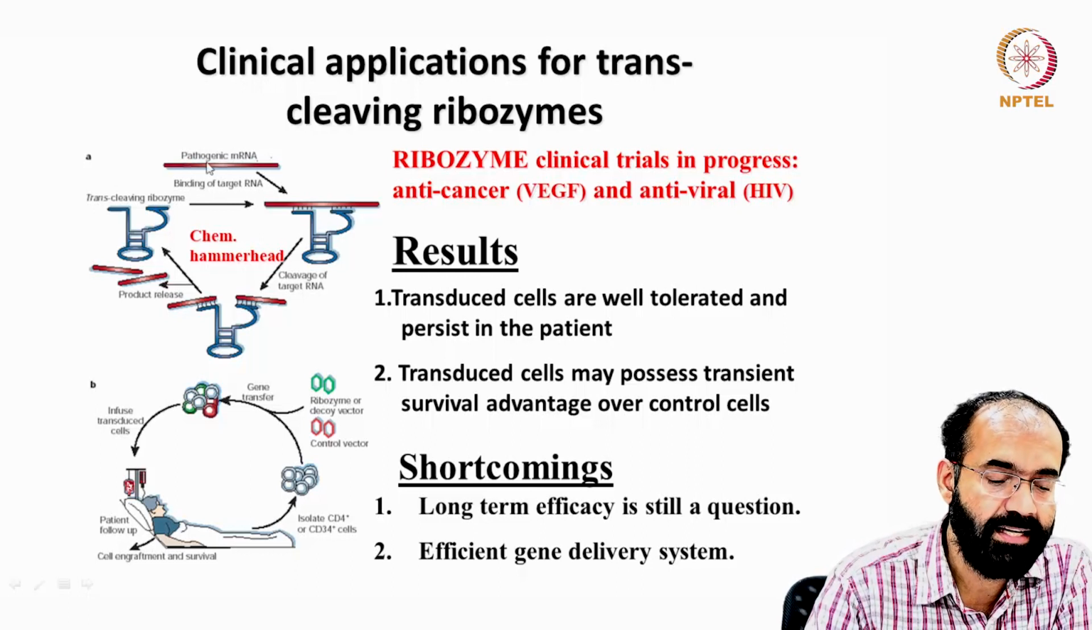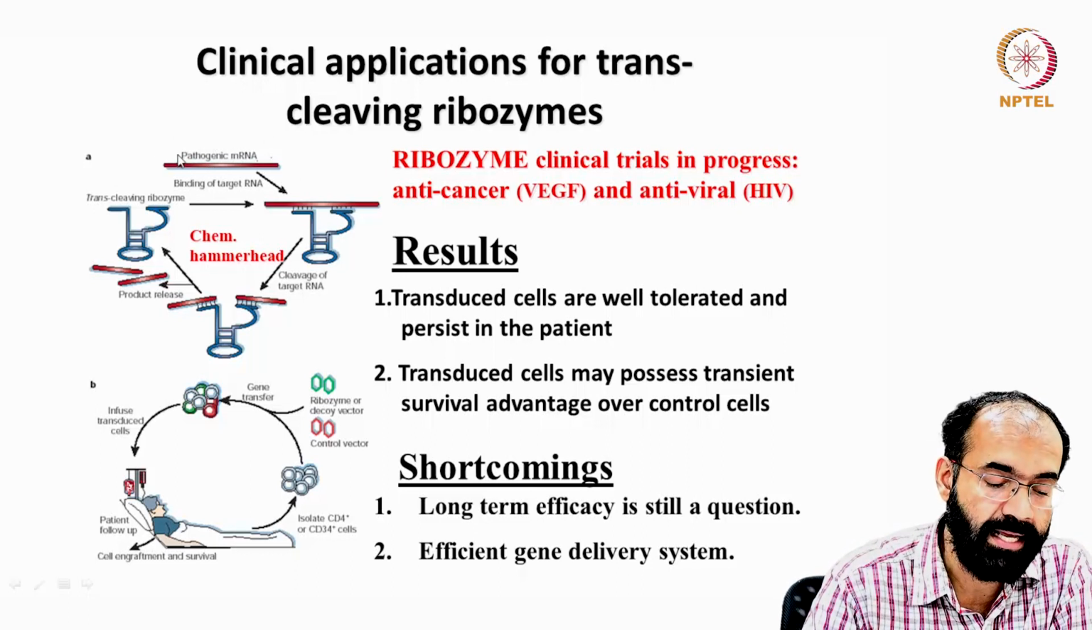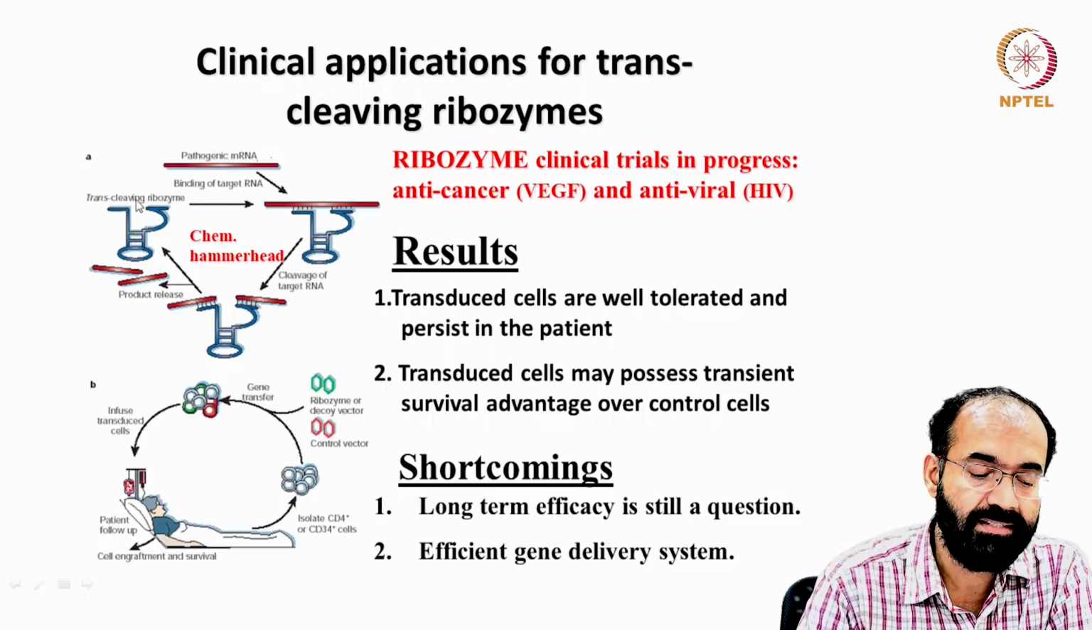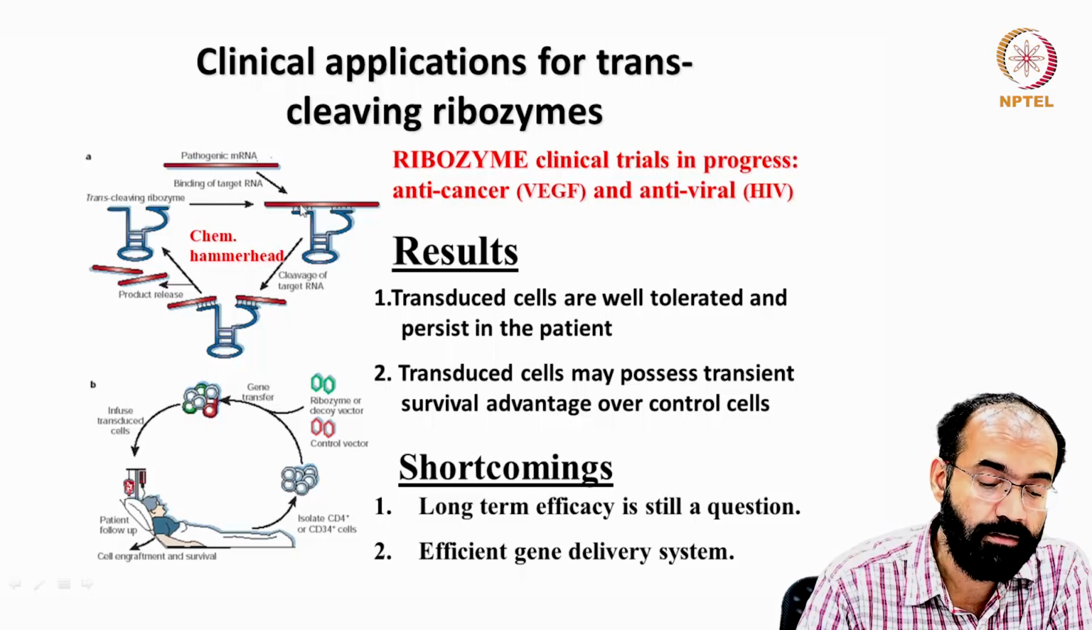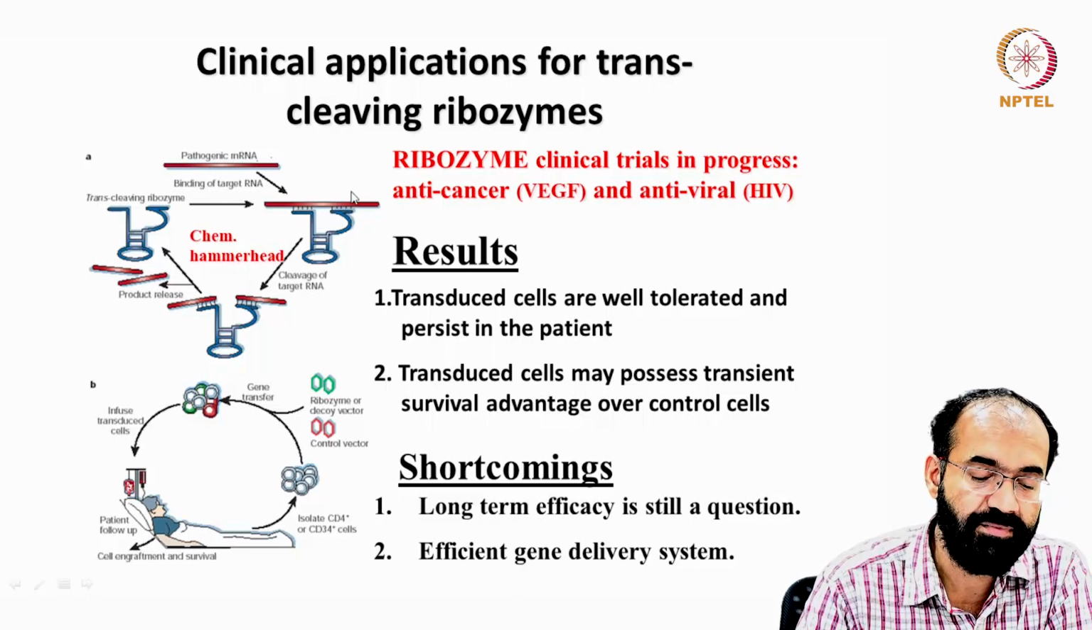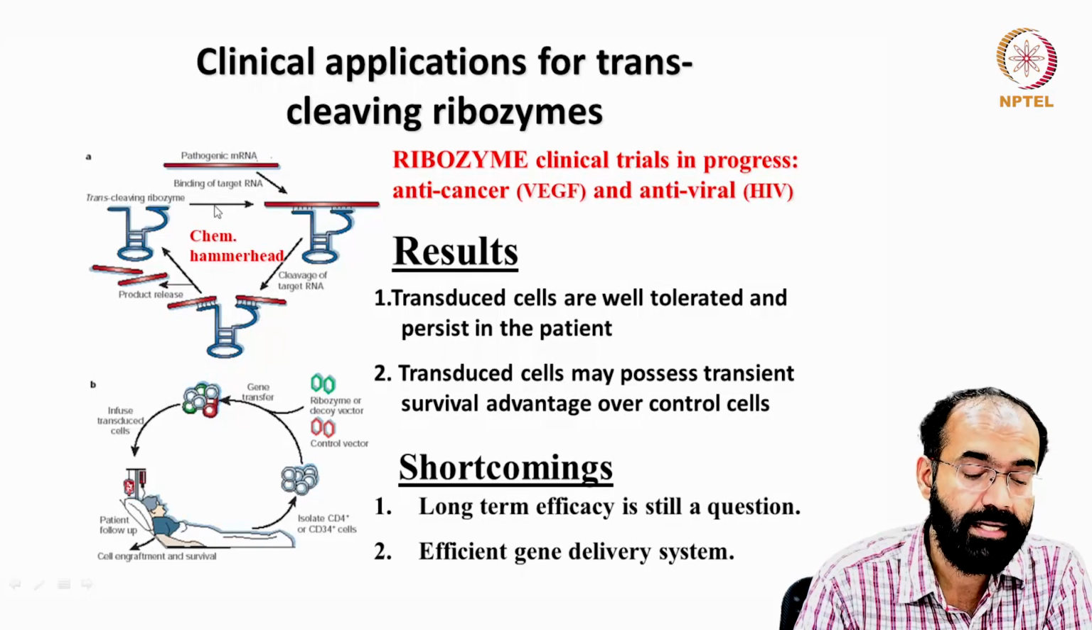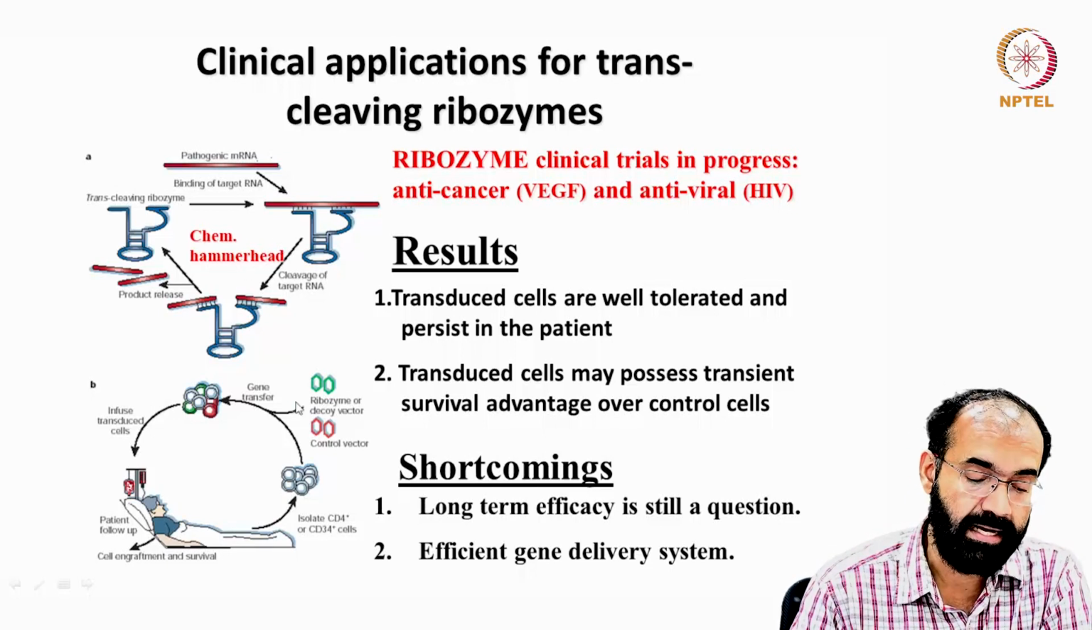So what happens here is, if you have a pathogenic RNA and you design a ribozyme, that is a trans-cleaving ribozyme, it will go and bind, as you can see here, at specific loci, and it causes a breakage. So this is a chemically produced hammerhead ribozyme. It can cause a cleavage onto the target RNA.